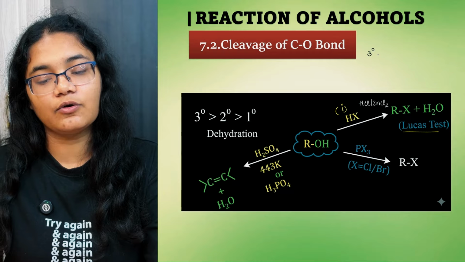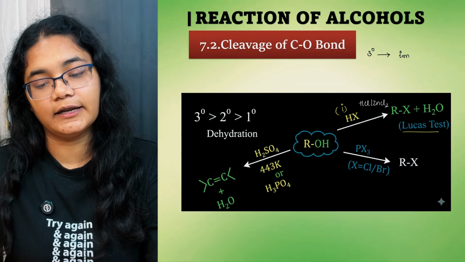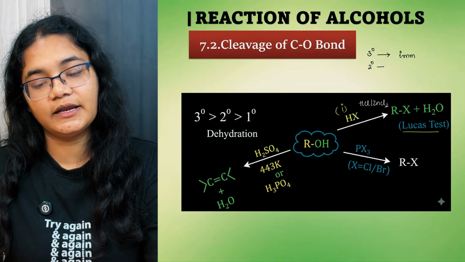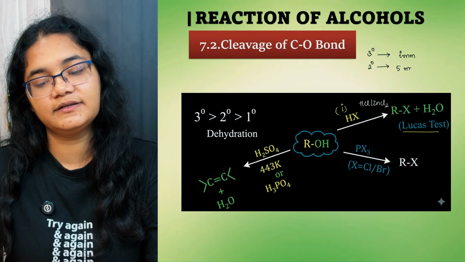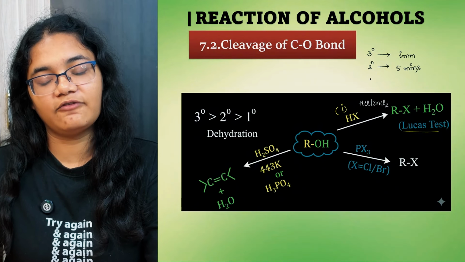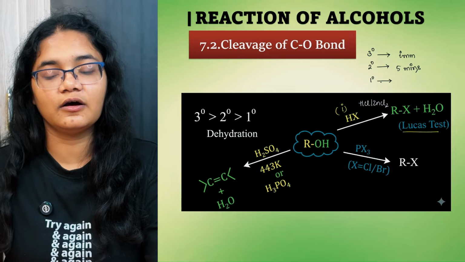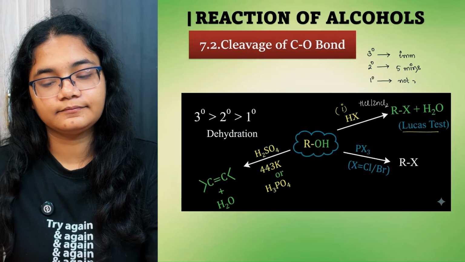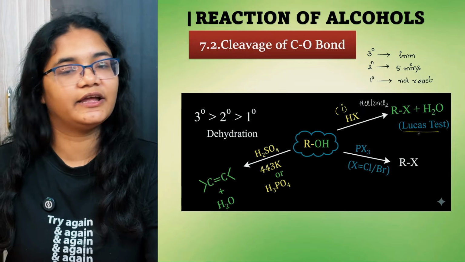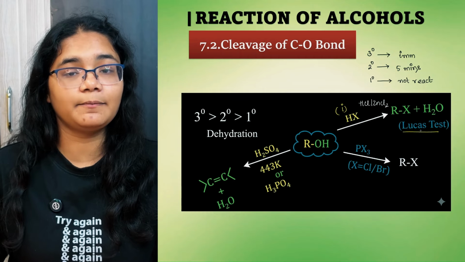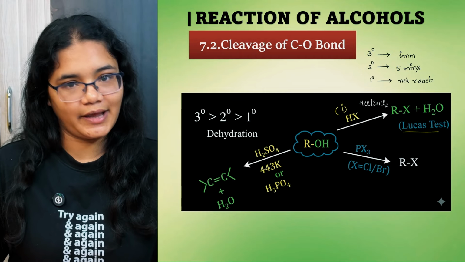When it is reacting with HX, there is something important. If tertiary alcohols are there, it will react immediately. If you have secondary alcohols, it will react in 5 minutes. And if you have primary alcohols, it will not react. So like this, with Lucas reagent, we can easily distinguish between primary, secondary and tertiary alcohols.